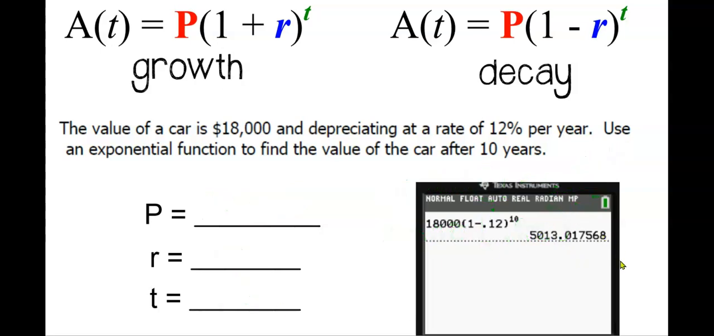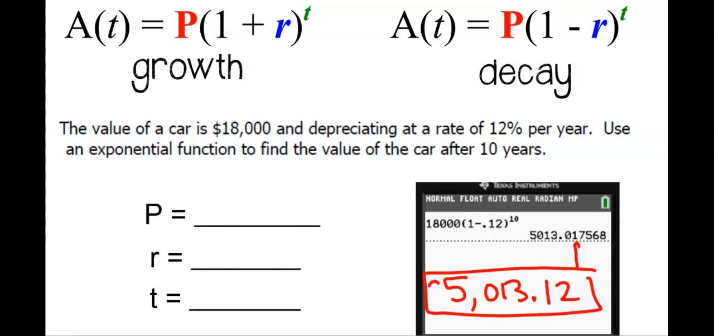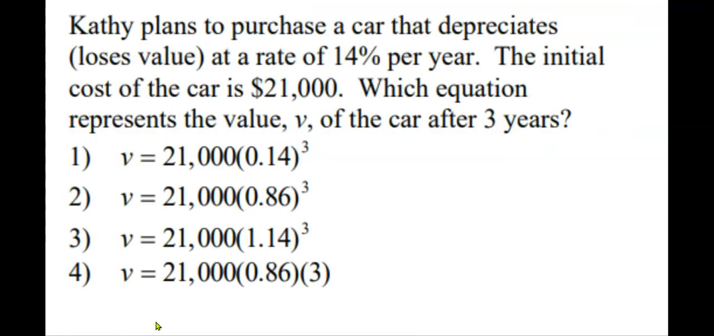Because it's money, we're going to round to the nearest hundredths place. So, $5,013.02. Don't forget the dollar sign goes in front of the number. Let's take a look at a few Regents questions.